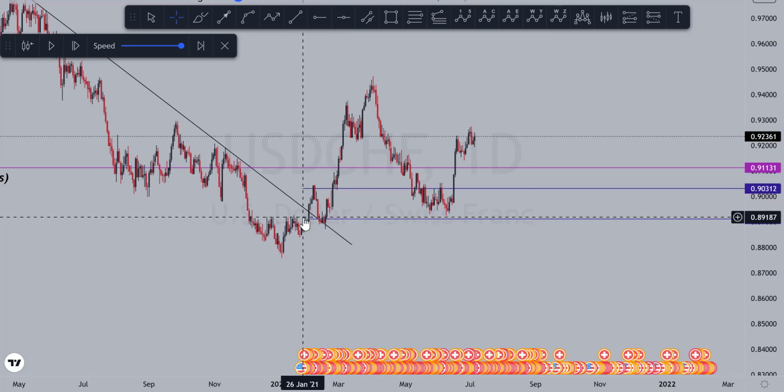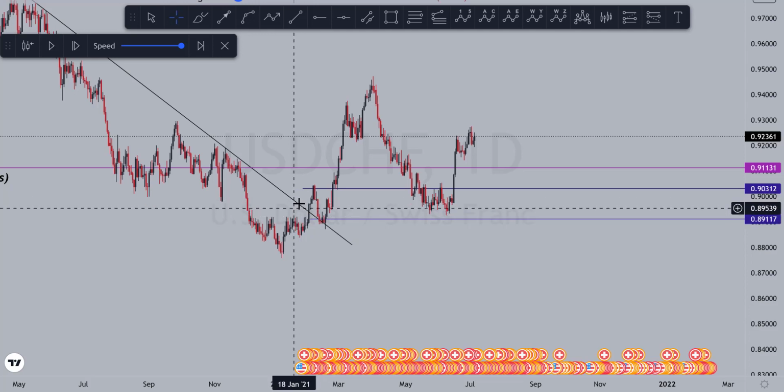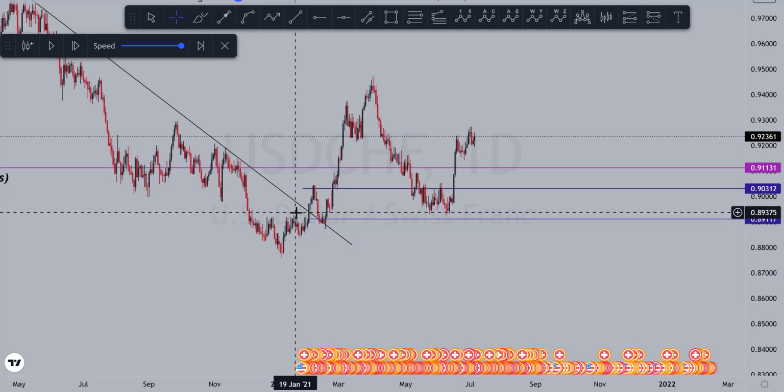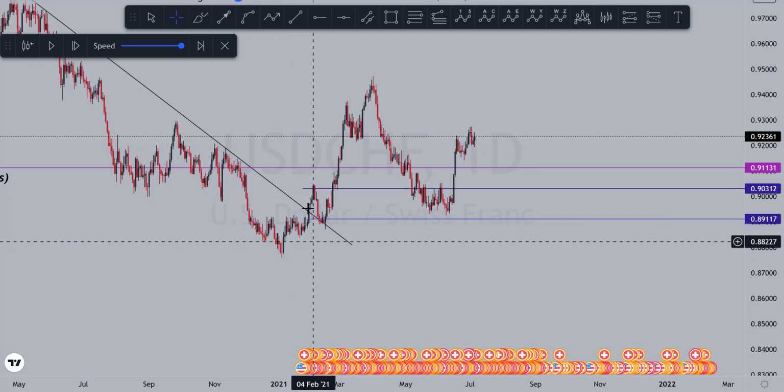Then I would have taken this again as my propulsion block, but I didn't, because it didn't trade directly into the body of this particular candle that we are talking about. Remember, the body is where most of the volume is. So I'm going to take this as my order block.